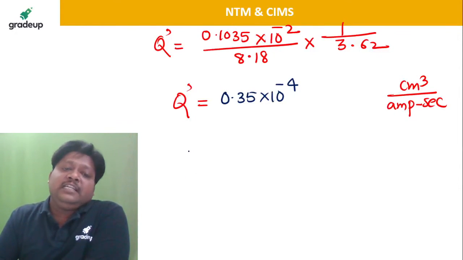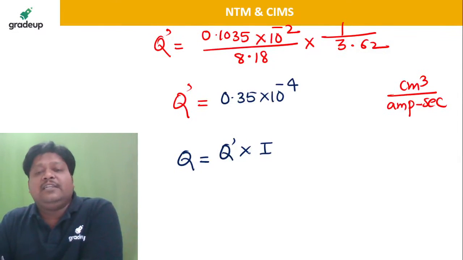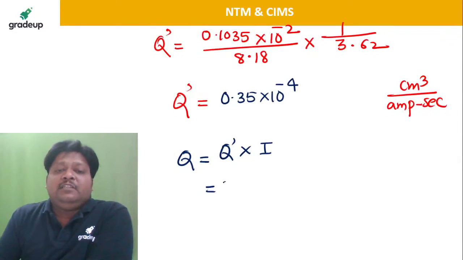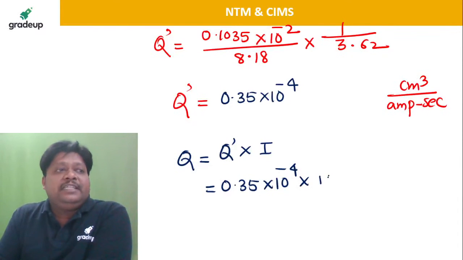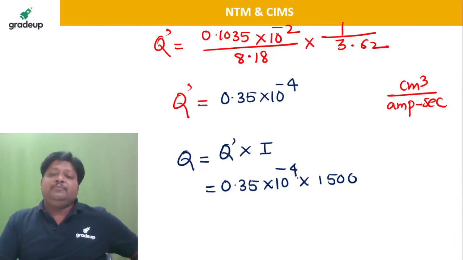And if you want our real Q MRR in terms of centimeter cube per second, we have to multiply this Q dash by the flow of current, how much current you are passing through that circuit. So it will be 0.35 into 10 to the power minus 4 into current, how much? 1500. Yes, Kishore, that is correct. 1500 ampere. So tell me how much is Q?